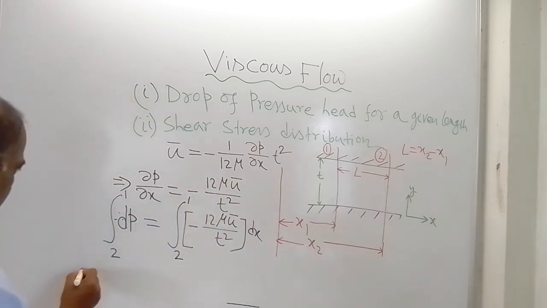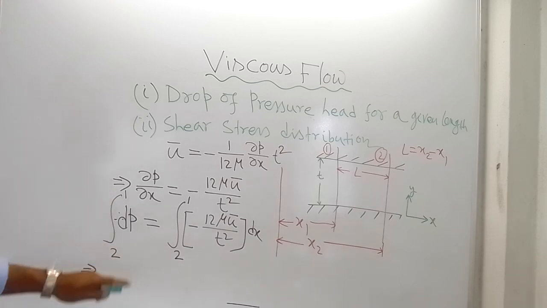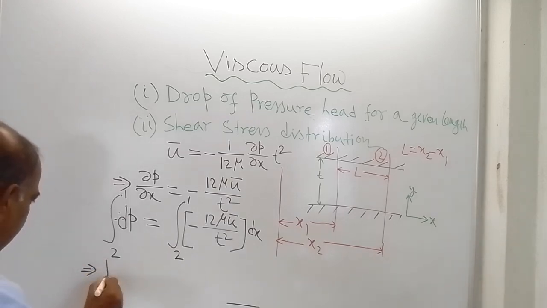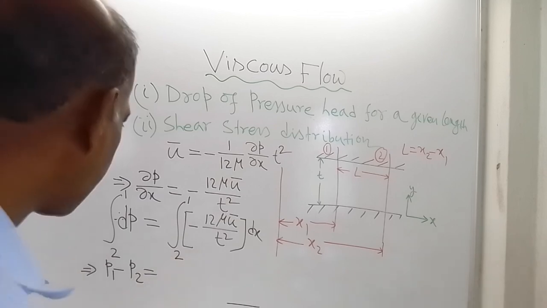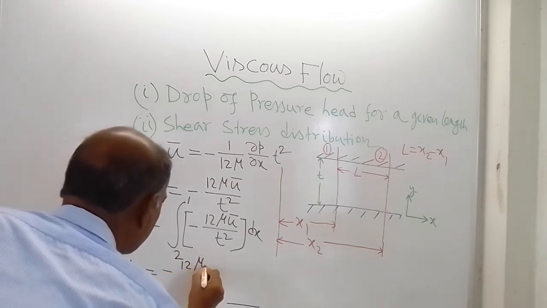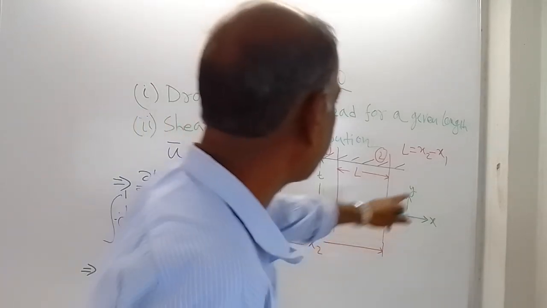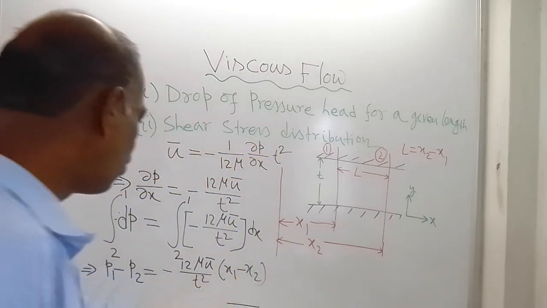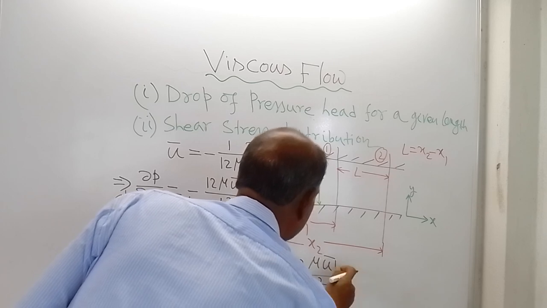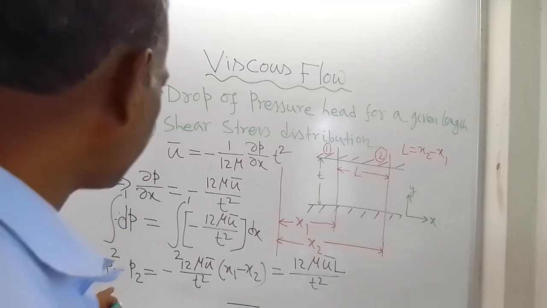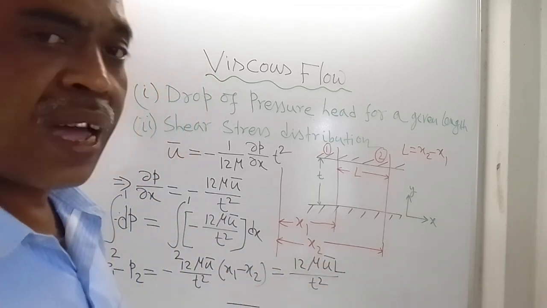Now if you integrate, the integration of dp gives P at cross section 1 minus P at cross section 2, denoted by P1 and P2. On the left-hand side we get P1 minus P2. On the right-hand side, mu, u bar and t square are constants, so we get minus 12 mu u bar by t square into x1 minus x2. Since x2 minus x1 is L, and the minus sign is there, this can be written as 12 mu u bar L by t square. So P1 minus P2 is equal to 12 mu u bar L by t square.